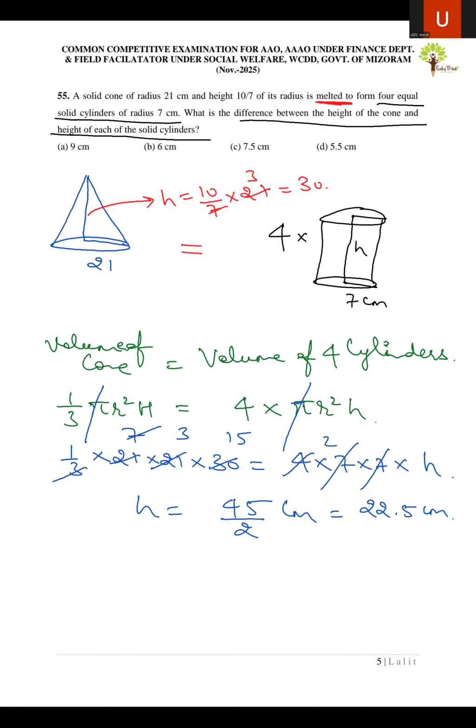So the difference of height of cone and height of cylinder: height of cone is 30 and height of cylinder is 22.5. So the answer will be equal to 7.5 centimeter. All right. So option number C is the correct one.